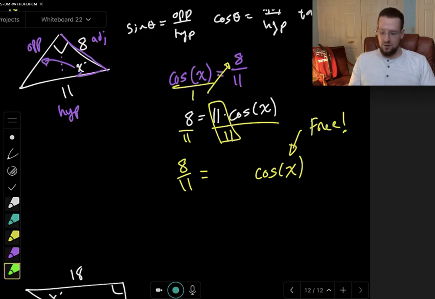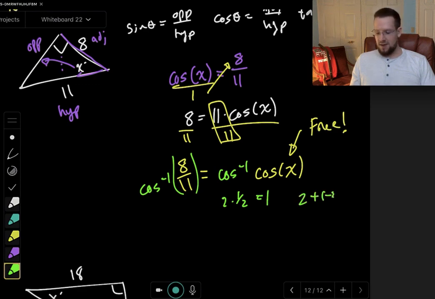Well, we're going to actually use the inverse function. We're going to multiply both sides by cosine inverse. And what that does, just like if you were going to multiply 2 times 1/2, you get the multiplicative identity, or if you're going to do 2 plus a -2, you get the additive identity. So what this is essentially doing is just canceling out cosine and cosine inverse.